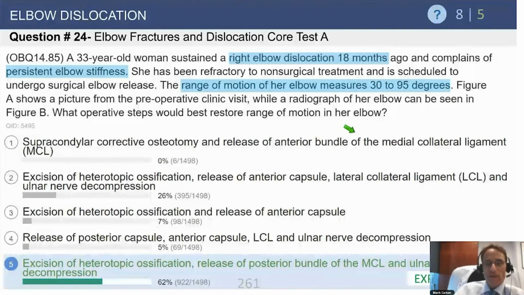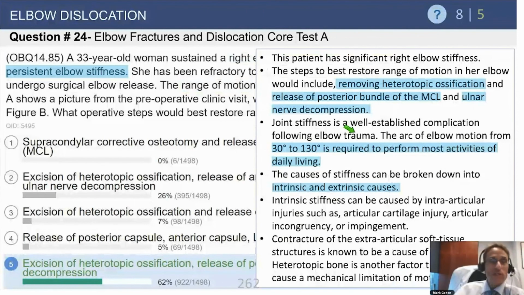The posterior bundle of the medial collateral ligament is the posterior ulnohumeral joint capsule. When you're releasing or freeing up a stiff elbow, we actually cut the capsule. We cut the posterior capsule, we cut the anterior capsule, we cut the capsule along or tear the capsule along the ulnohumeral joint. So this, of course, is the answer. We can always come back and do an elbow release as long as the joint is concentrically reduced. This shows again the concept of removing the bone. The posterior bundle of the medial ligament is just the ulnohumeral ligament medially.